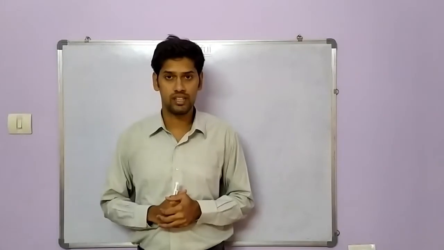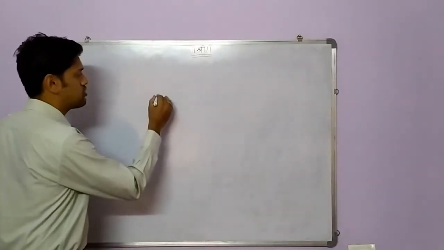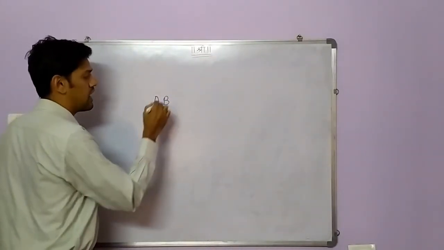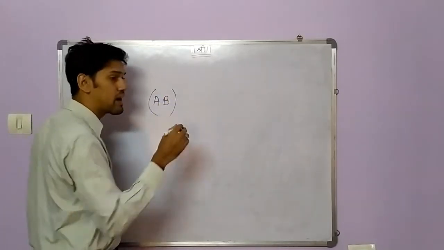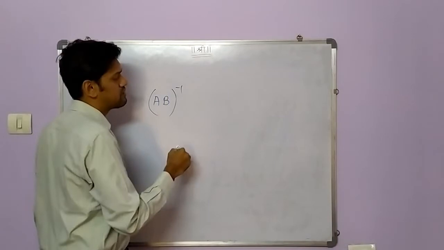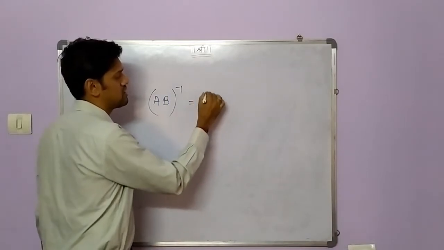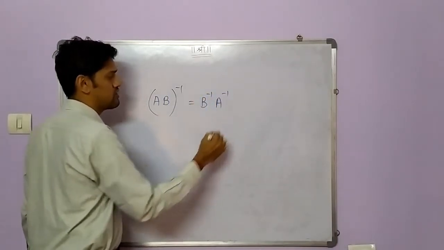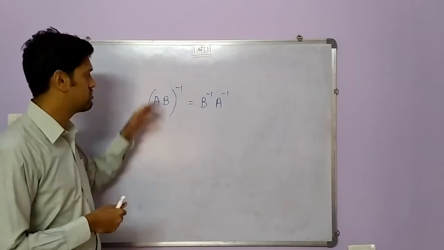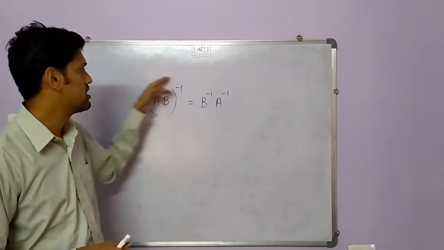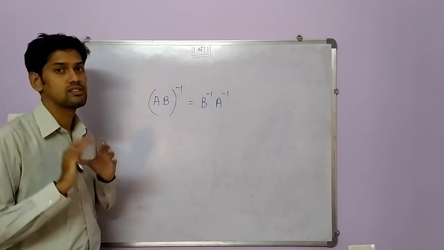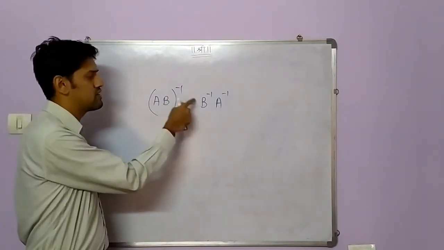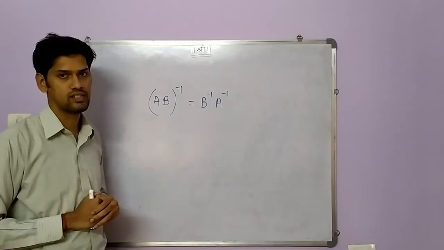The second theorem says that if we have AB, that is, I take two matrices and multiply them, and whatever matrix I get, if I take the inverse of that matrix, it will be the same as B inverse into A inverse. From the previous lecture, you will be familiar with this same concept. We had seen it in the transpose of matrices. The same applies here. The inverse of AB is B inverse into A inverse.